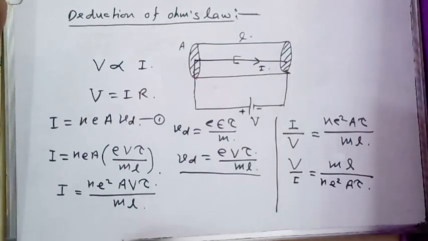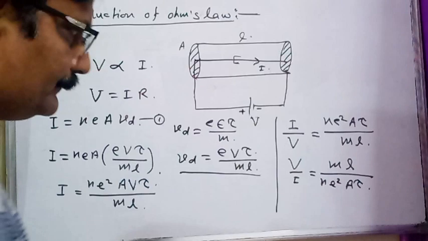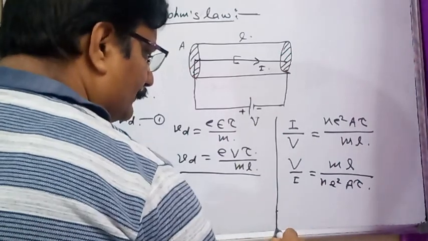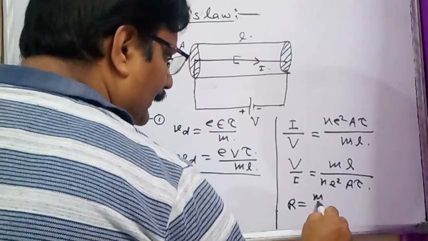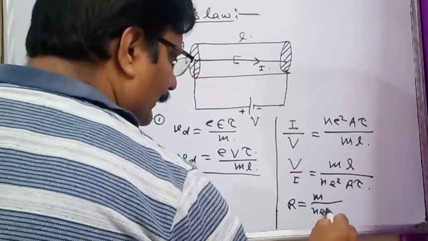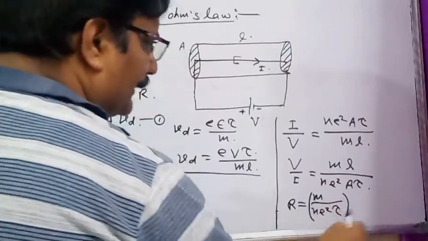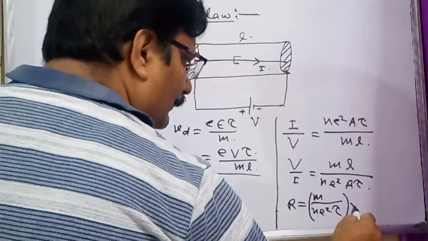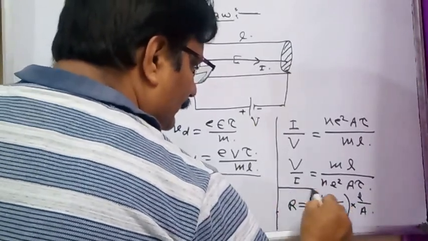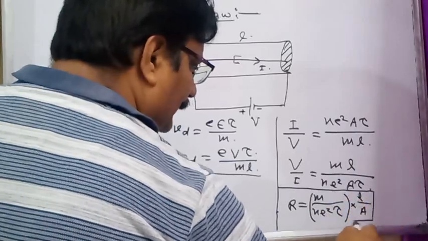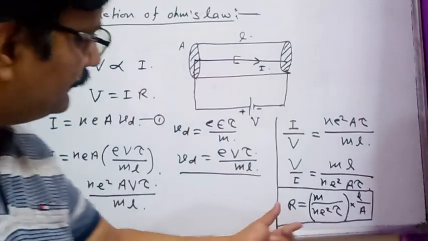And as we know, the ratio of potential difference V to I is equal to the resistance of the conductor. So resistance of the conductor can be written as m divided by n e squared tau, where tau is constant, into L divided by A. So on the basis of drift velocity, the value of the resistance of a conductor is provided by this relation.